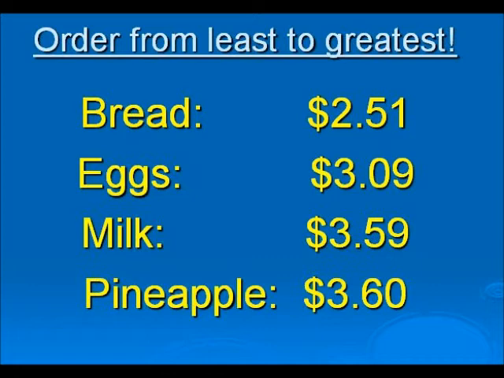And in order from least to greatest, we have bread, $2.51, eggs, $3.09, milk, $3.59, and finally the greatest, $3.60.